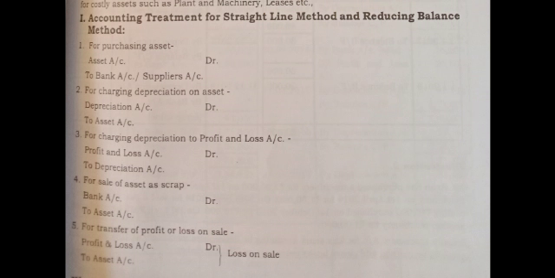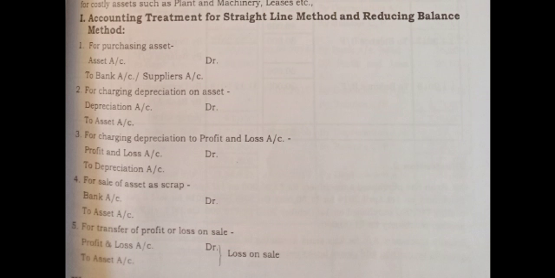If you are purchasing any asset, what is the journal entry? The journal entry should be asset account debit to bank account. Why to bank account? Because the asset is purchased for cash. You directly pay the money and buy the fixed asset, so you are paying cash directly. So the journal entry should be asset account debit to cash account. If you do not pay the cash immediately and take it on credit, then the entry should be asset account debit to suppliers account. Hope you are all listening.